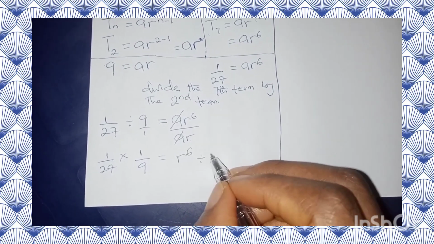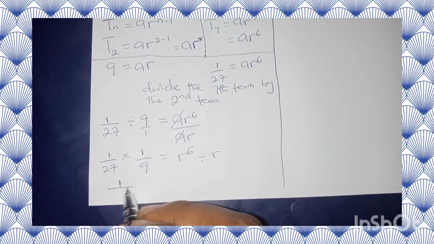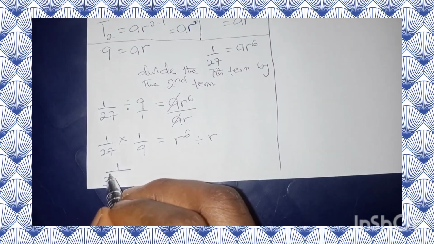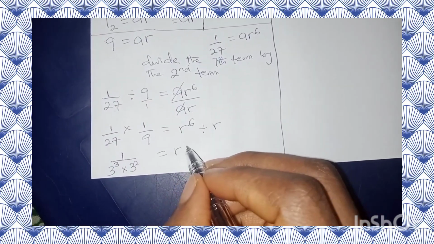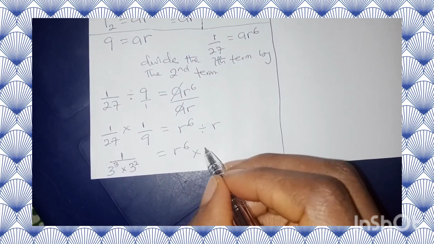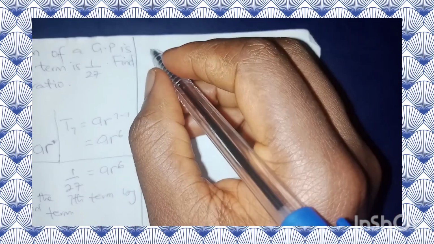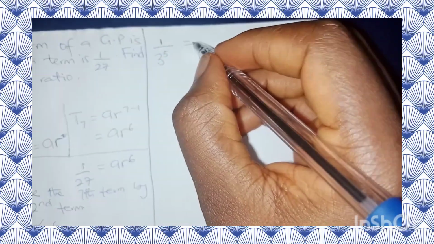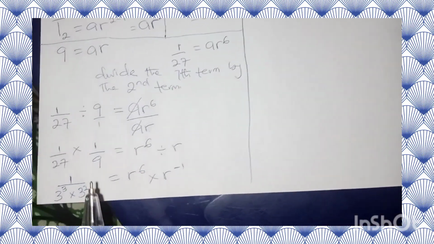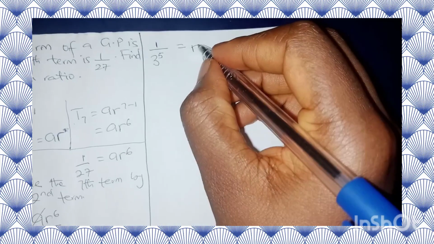So we have 1 all over, 27 can be represented as 3 to the power of 3, and 9 can be represented as 3 to the power of 2. So I'm just following a very long method. Normally you just divide and you have your R to the power of 5. I just want to expatiate so that you understand everything. So remember, we had 1 over 3 to the power of 3 and 3 to the power of 2. That gave us 3 to the power of 5.